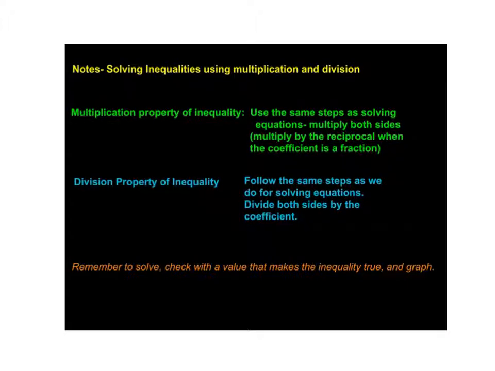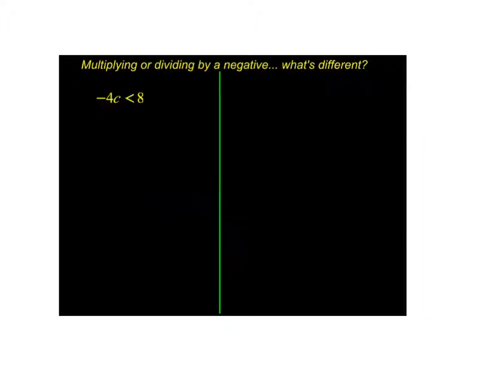Today we are going to be looking a little bit more closely at what happens when we solve inequalities using multiplication and division properties of inequality. But what's going to make this different today is we are going to be looking very closely at what happens when the coefficient is a negative. So the goal for today is for you to understand how to solve inequalities when you're multiplying or dividing both sides by a negative number.